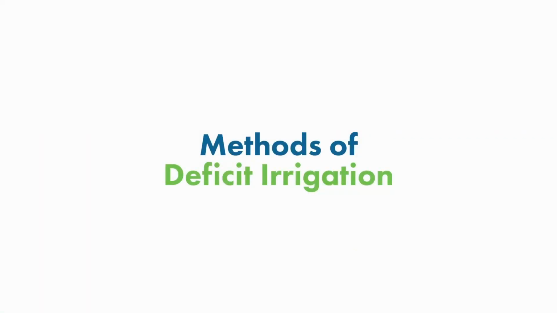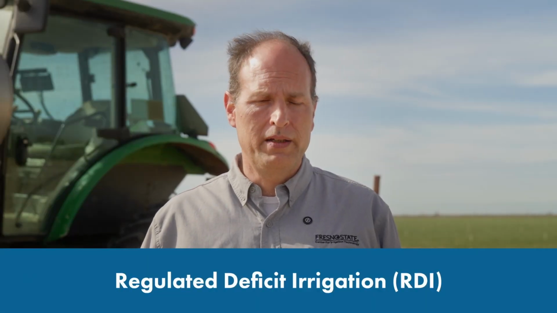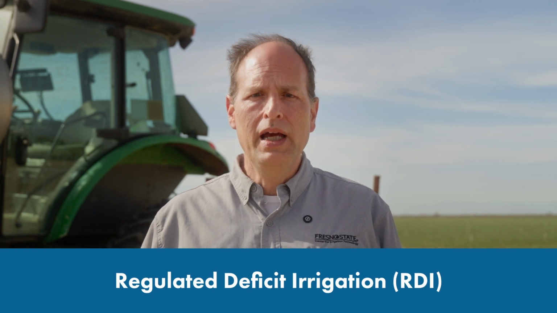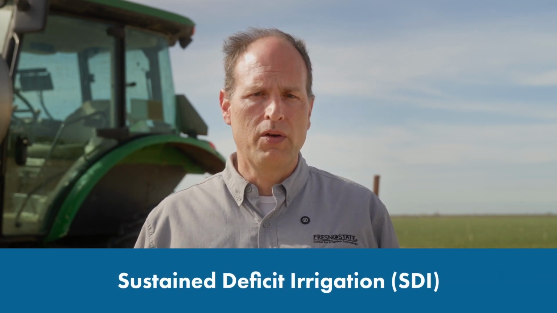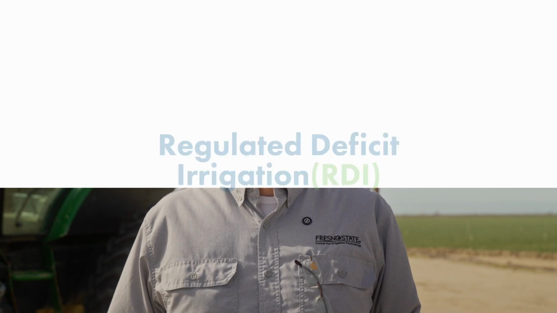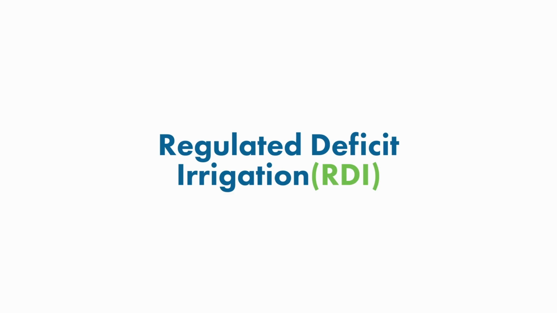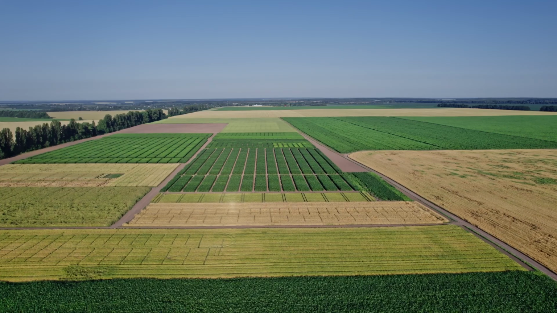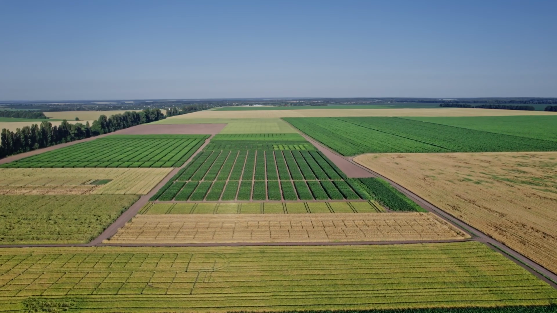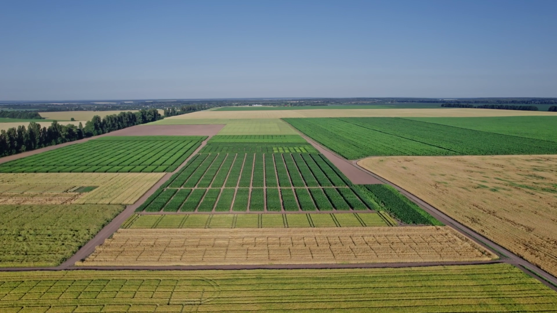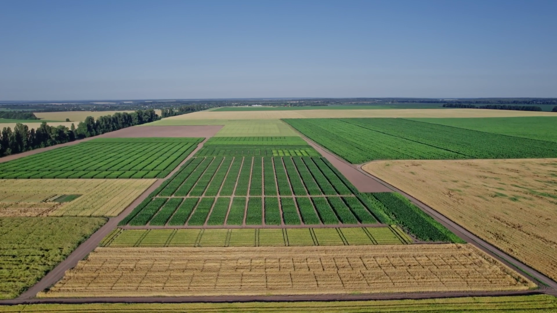Deficit irrigation can be classified into multiple categories. In this video, we focus on two techniques, one called regulated deficit irrigation, RDI, and sustained deficit irrigation, or SDI. RDI is a water management strategy that limits irrigation during specific growth stages when crops can tolerate water stress. It deliberately provides crops with less irrigation water than they typically require for full growth.